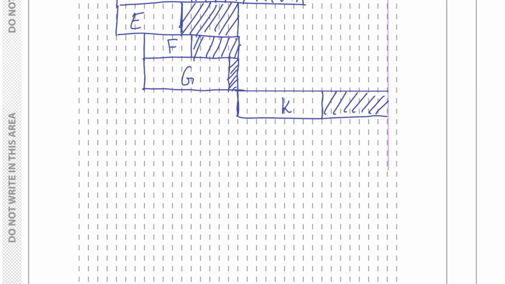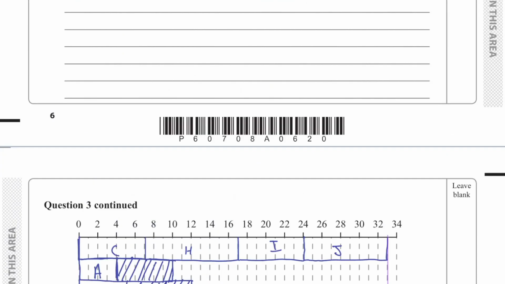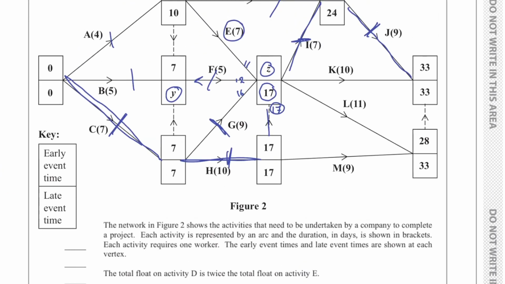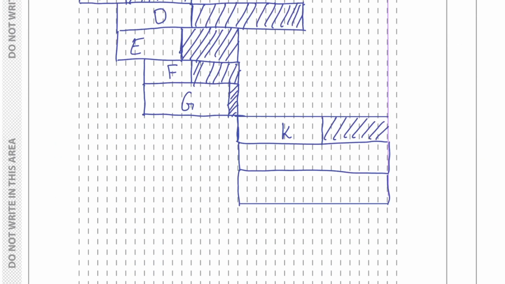I'll do the same. I'll also start it here. L starts here. It also ends here. Just connect it. Same thing for the last one. Okay, so now let's just check the duration for L and M. So L is 11 and M is 19.